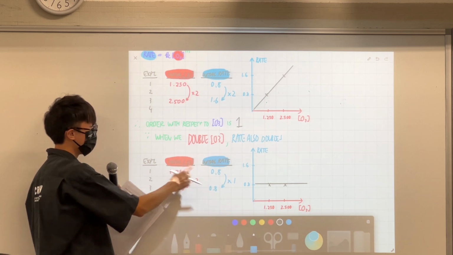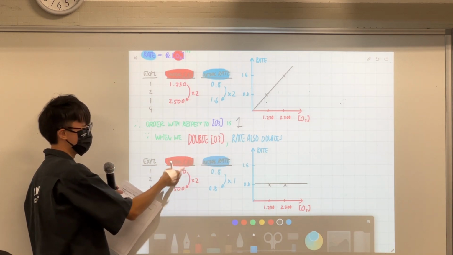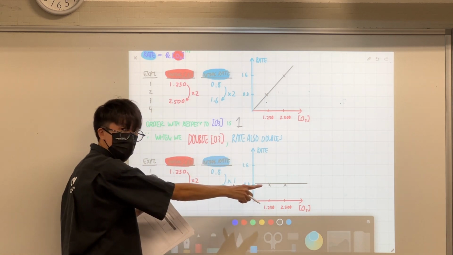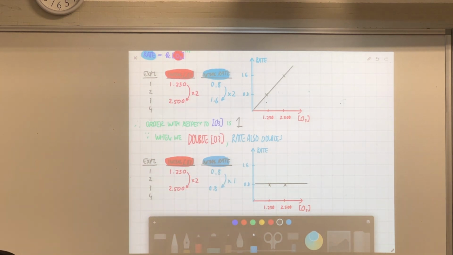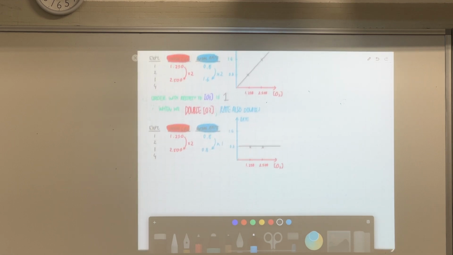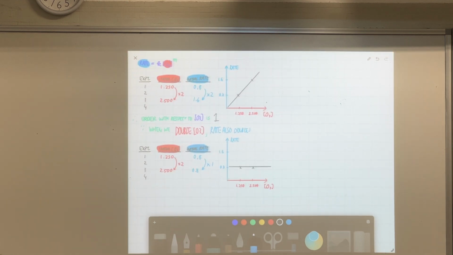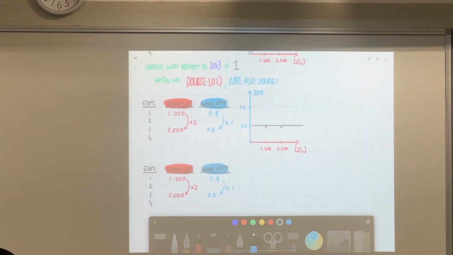It is as if the rate just doesn't care what concentration ozone is. If the graph looks like this, what order would this be? Zero. Okay. Let me show you a third graph that will support a second order reaction, or maybe you can tell me. If you have a second order reaction, by how much would the rate change when I double the concentration?